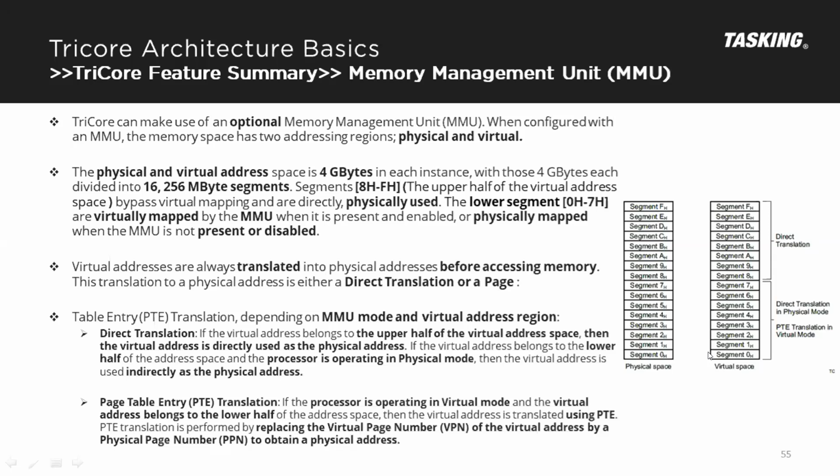And if I access the lower address space and the processor works in physical mode, again I will use the virtual address as a physical address. But if I access the lower address space and the processor is working in virtual mode, in this case I will use a certain table to translate the VPN, or virtual page number, to a physical page number in order to fetch the data.